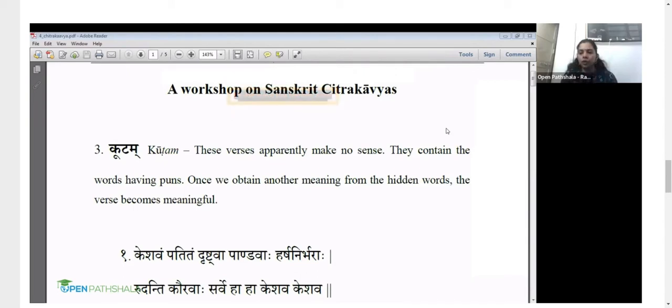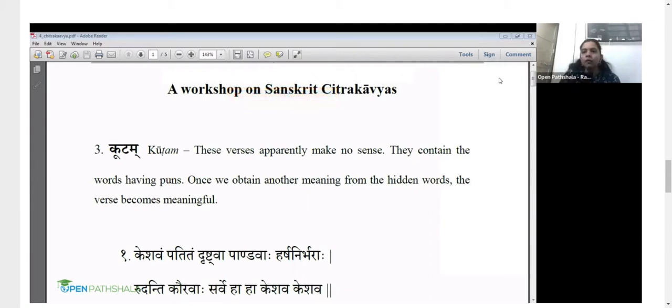meaningful units. You may know the sandhi rules in Sanskrit, how we join two words or two syllables using the sandhi rules. Here, although sandhi is not there, the spaces between the words make the difference. So that is the difference between a normal shloka and the kuta shloka. We'll see how it goes.